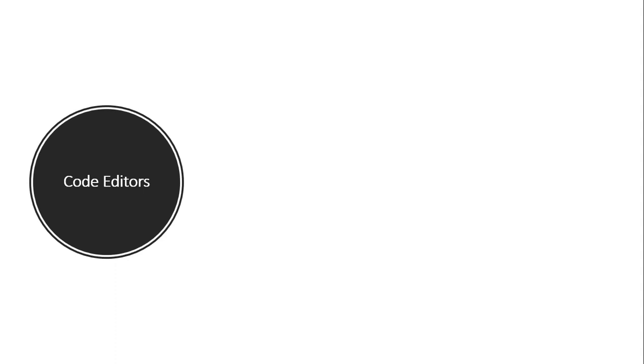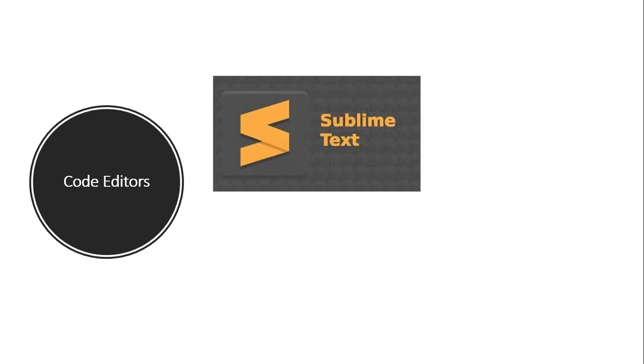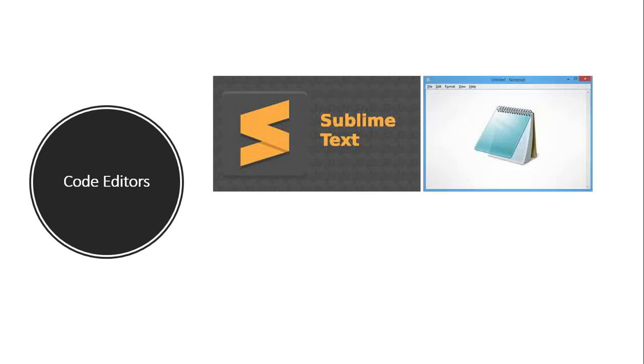To write the HTML code, we need a code editor, and there are many code editors, but we are going to use Visual Studio Code. In the previous video, I used Notepad to demonstrate some part of the HTML code. So we have Sublime Text, Notepad, and another one is Visual Studio Code. We are going to use Visual Studio Code in this video and the whole HTML video series.